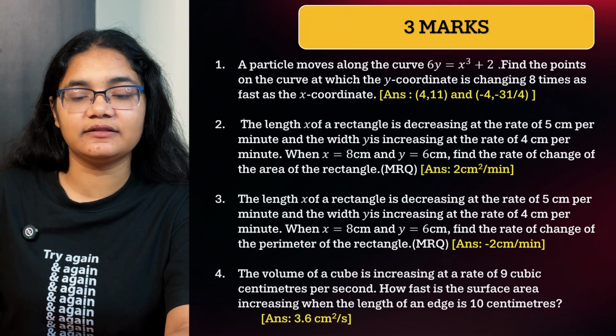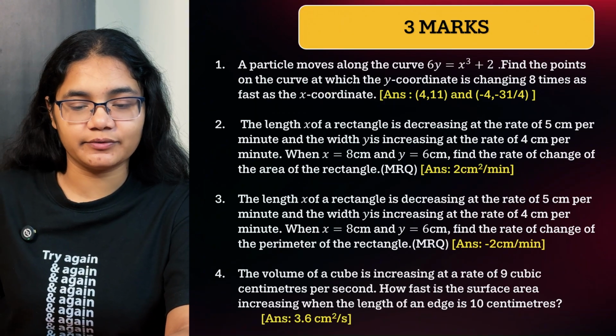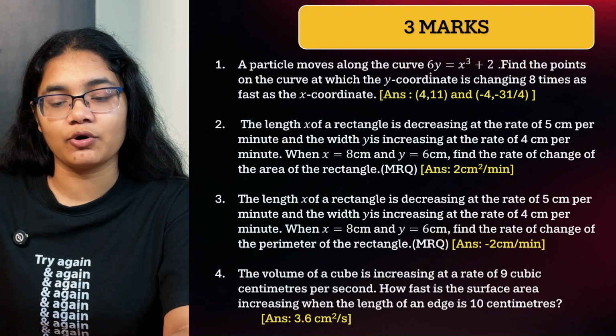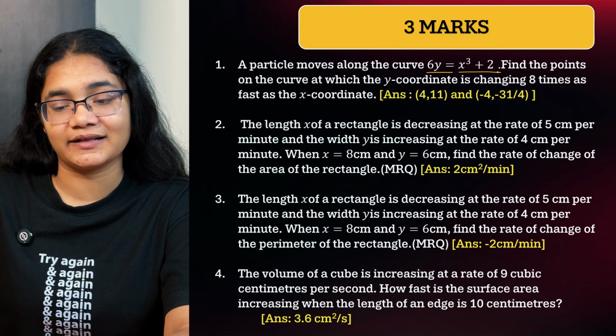Okay, now we will see 3 marker questions. The first question here is: a particle moves along the curve 6y equal to x cube plus 2.